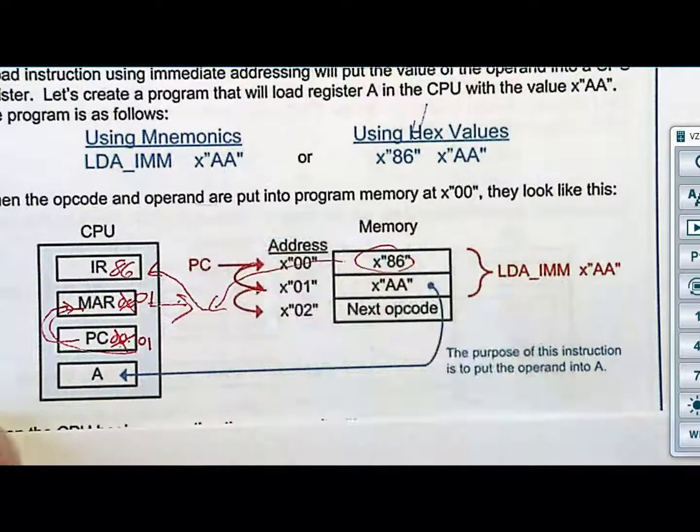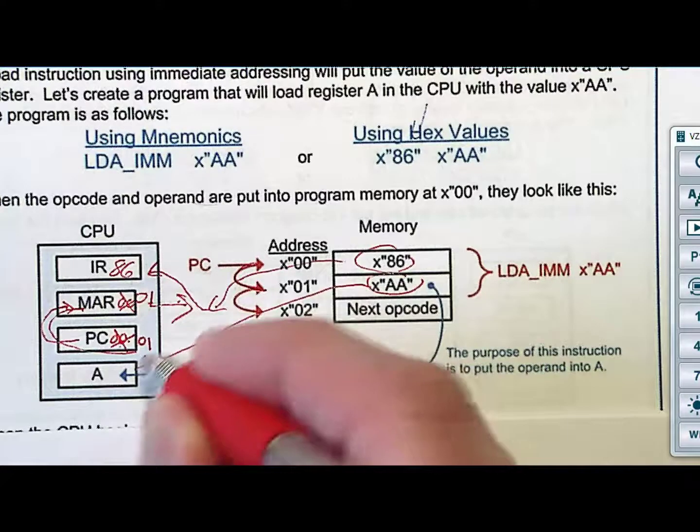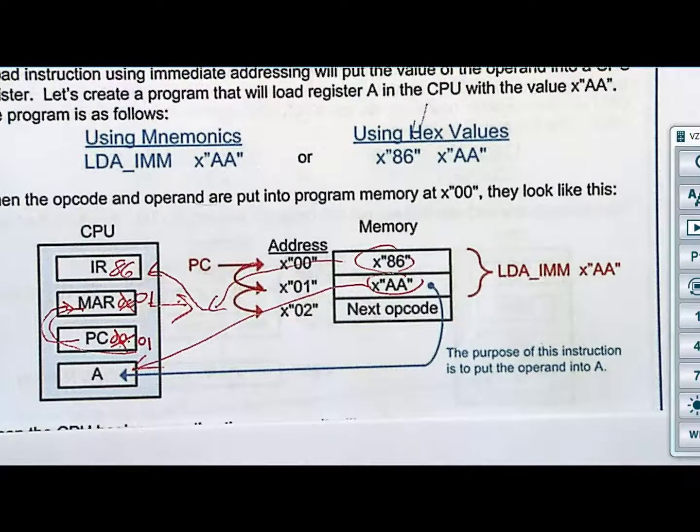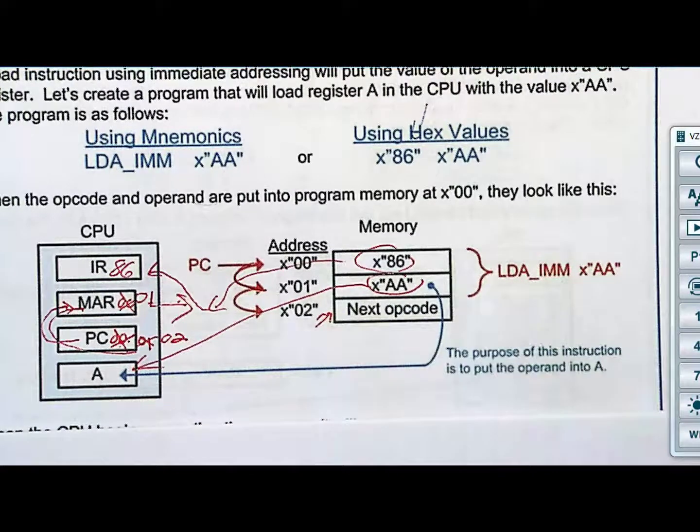Now MAR holds 0, 1, and I read. What comes back from address 0, 1? AA. What should I do with AA? AA is heading into A. I put it into A. But there's one more last thing we need to do. What should we do before we end this instruction? We need to increment the program counter so that it is pointing at 0, 2, which will be the address of the next opcode.